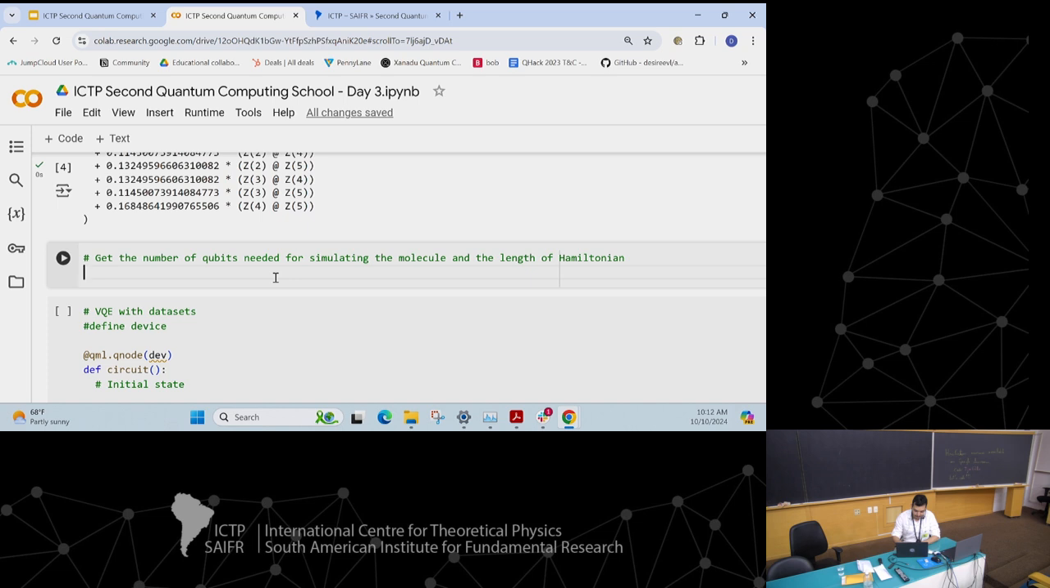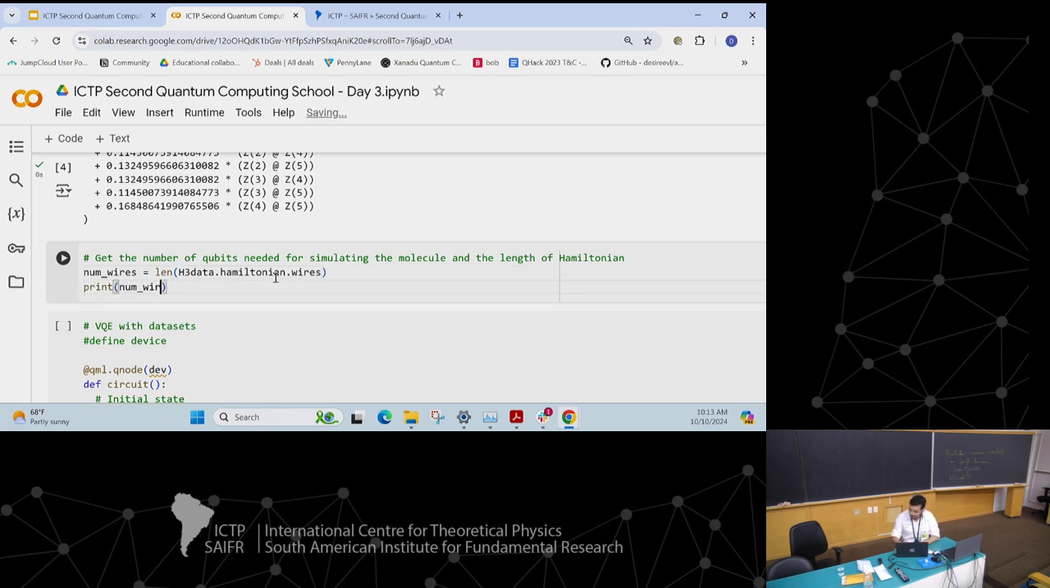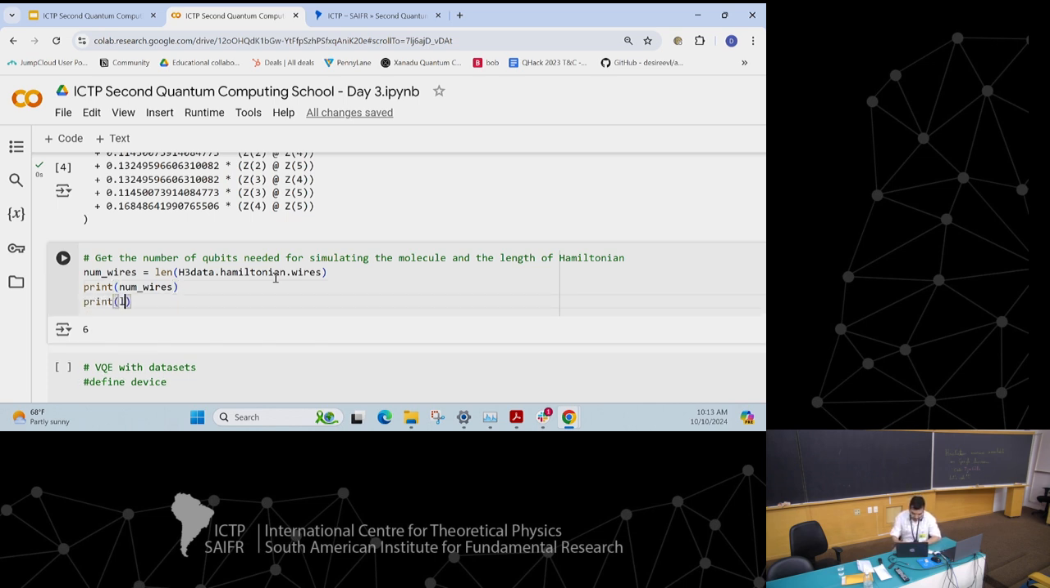So we're going to need the number of qubits, which we'll call number of wires here. So that is a built-in property of the Hamiltonian. And it normally doesn't take so long. Yeah, so you can see we have 6 qubits, as we saw yesterday. If you want, you can also just run this again. You can see the Hamiltonian does indeed have 66 terms in this case.